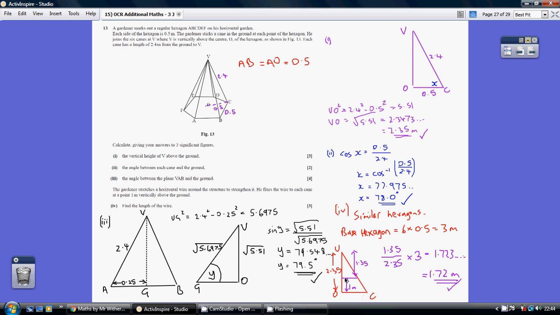Now the length of each side of the hexagon 1 meter up is going to be in the proportion 1.35 to 2.35. So doing it completely by the perimeter, I need to multiply the total perimeter of the hexagon at the base, my 3, by the proportion 1.35 to 2.35, because that length times 6 will be my hexagon 1 meter up, and that gives me 1.72 meters to 3 sig figs.